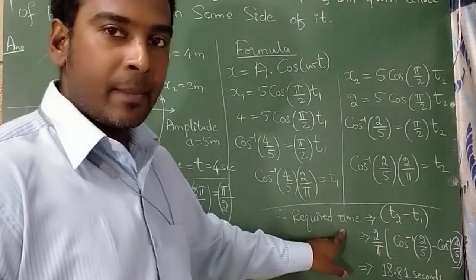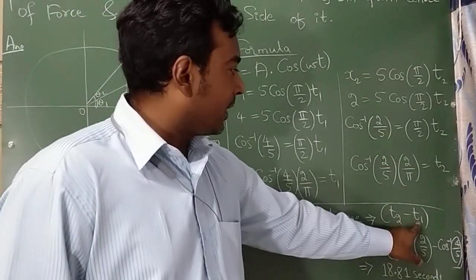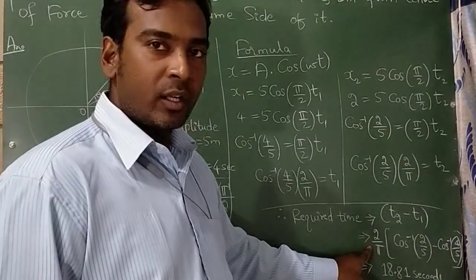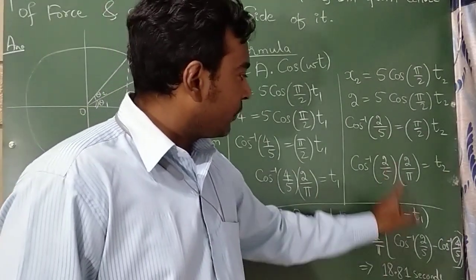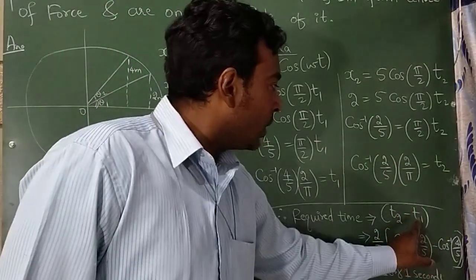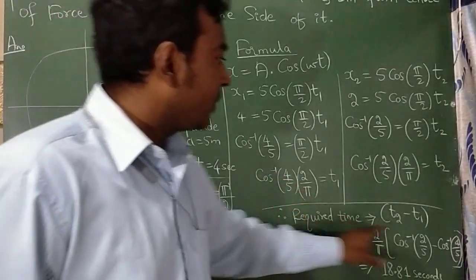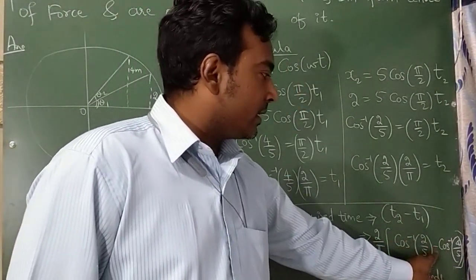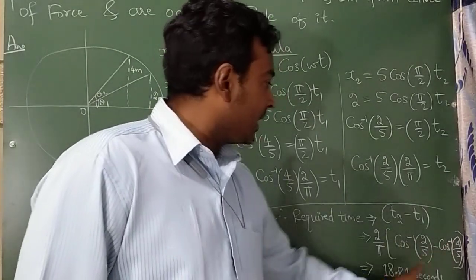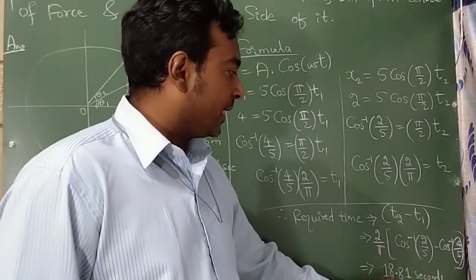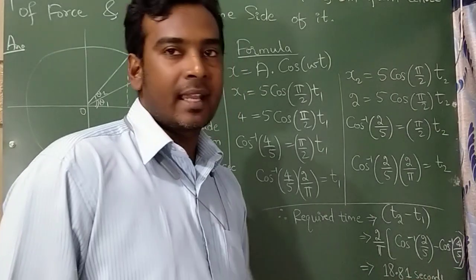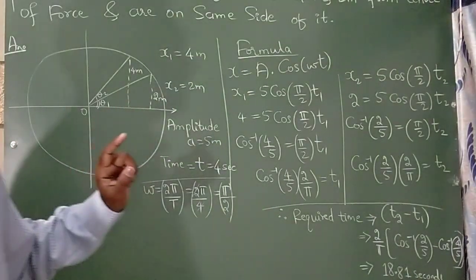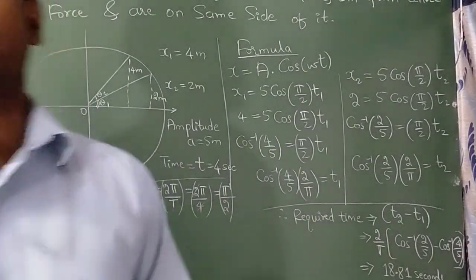Now required time is t2 minus t1. Now what is t2? It is 2 by pi, 2 by pi I have taken common. So cos inverse of 2 upon 5 minus, what is t1? Cos inverse of 4 by 5. By calculator, if you calculate this and subtract, and if you multiply by 2 by pi, you will get 18.81 seconds. This is the required time. Fine. Let's move on to the next question.